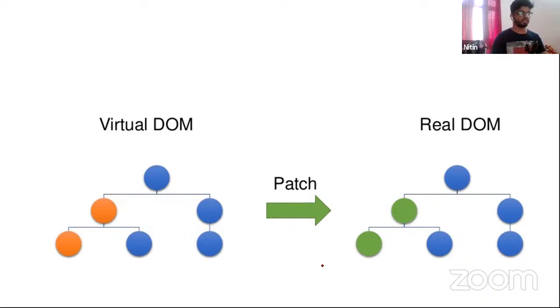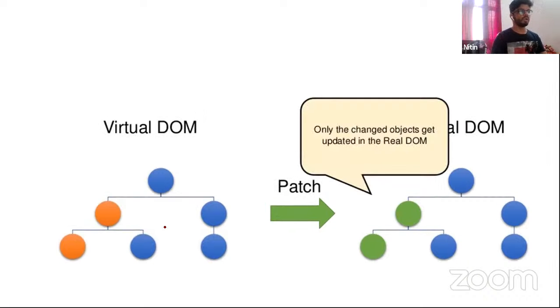We can change the real DOM from the virtual DOM also. And just to say here, these objects are just as they were in the virtual DOM because they were not changed. Only this and this were changed.